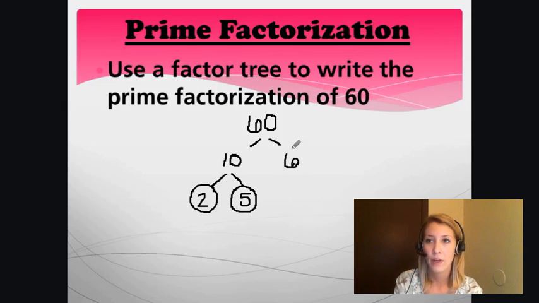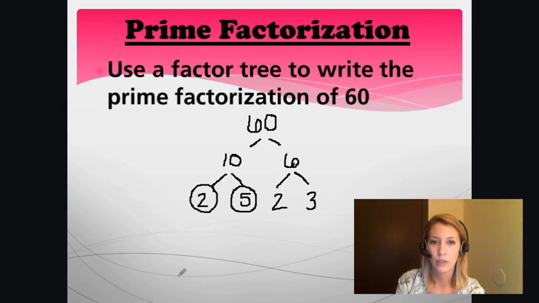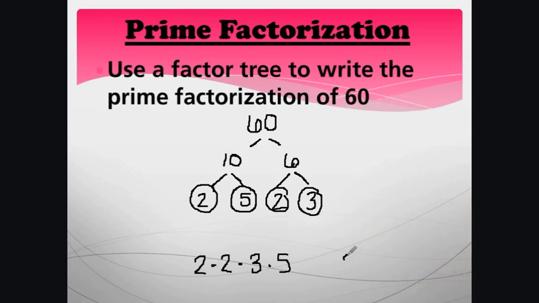Now we have the composite number of 6 that needs to be broken down into prime numbers. The two numbers that are multiplied together to equal 6 are 2 and 3. And again, if we go back to our chart that lists out our prime numbers, we will see that 2 and 3 are prime numbers, and we can circle those as well. Writing out the prime factorization of 60 would be 2 times 2 times 3 times 5. Or another way to write it would be 2 squared, since 2 is being factored twice, times 3 times 5.